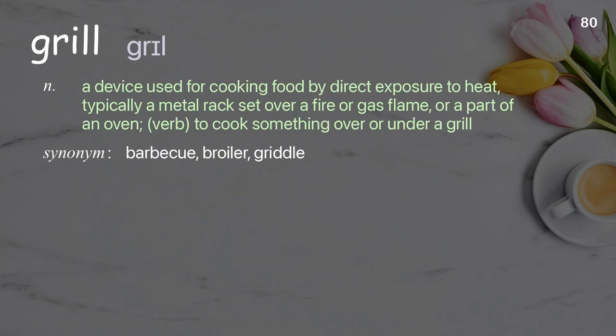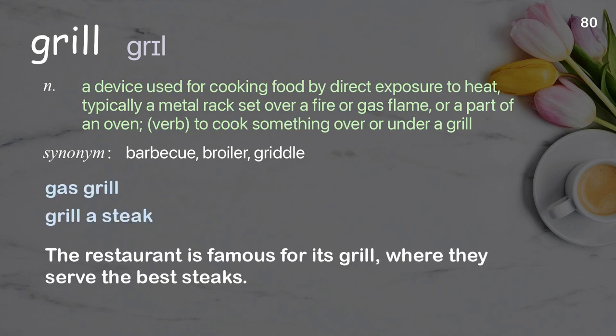Grill. A device used for cooking food by direct exposure to heat, typically a metal rack set over a fire or gas flame, or a part of an oven. Verb, to cook something over or under a grill. Examples: gas grill, grill a steak. The restaurant is famous for its grill, where they serve the best steaks.